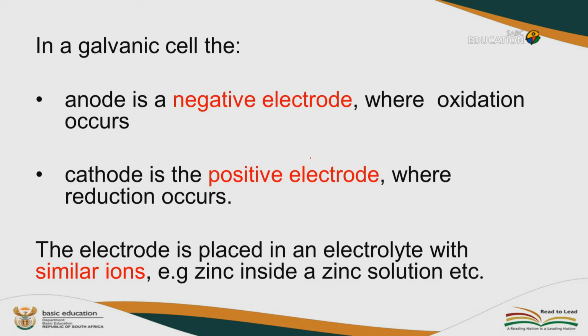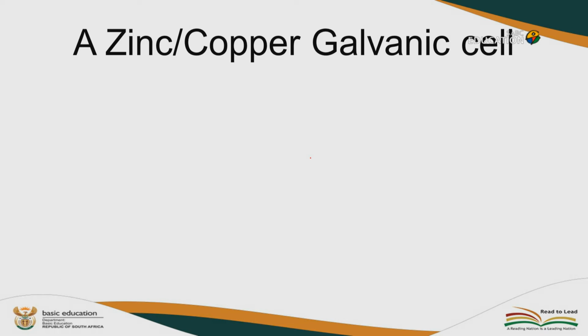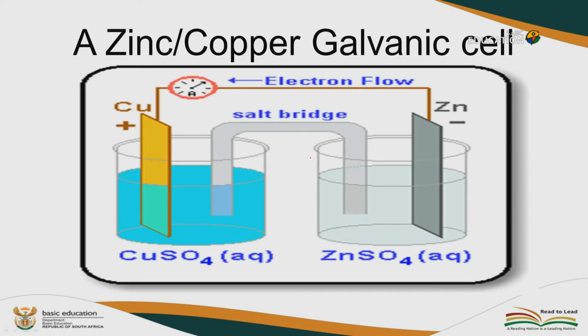Now, let's look at the zinc copper half cell. I think by now we know that zinc and copper are two transition metals that we find in the periodic table. One is element number 29 and the other is element number 30. They are neighbors. Now, if you look at this cell, you can see that we have two electrolytes. The first electrolyte is zinc sulfate and the other one is copper sulfate.